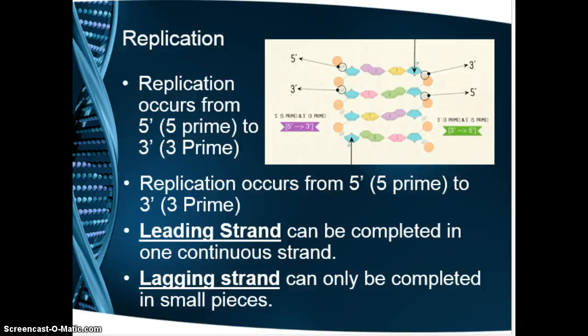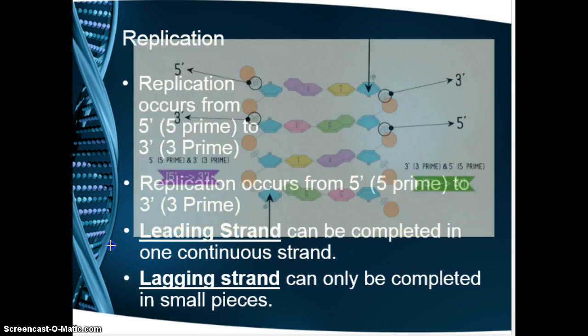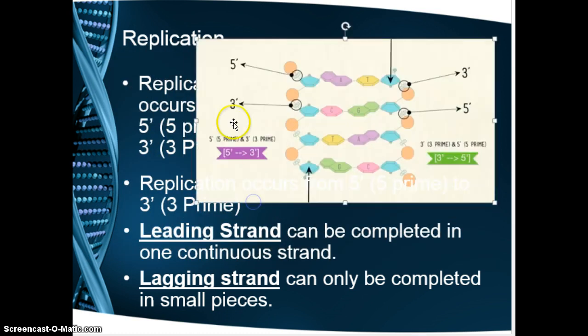So replication typically is going to occur from the 5' to the 3'. What does that mean? It has to do with our backbone that we just looked at. So I'm just going to pull this open a little bit so we can see it. And what happens is you look at how the groups are arranged based on their location. So on the first strand, which we're going to call the leading strand, it goes from 5' to 3'.